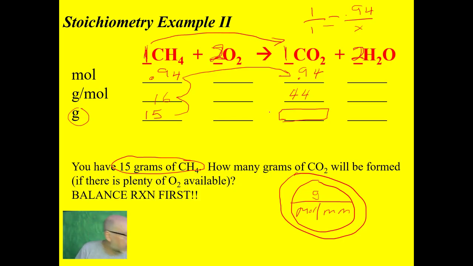41.25. I'm using 2 sig figs, so 41. So I'll be making 41 grams of CO2. And there's no other questions asked here. I could calculate how many grams of oxygen I need or how many grams of water I'll make, but the question only says, how many grams of CO2 are you going to make?